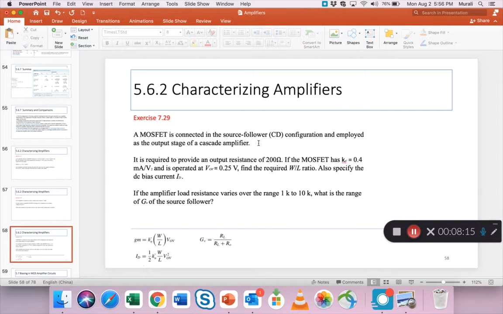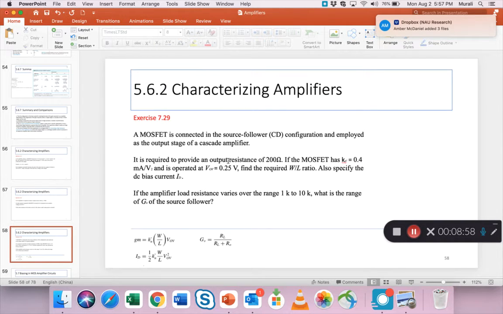where we come up with a CD or source follower, common drain or source follower configuration. Now this is used as the output stage of a cascaded amplifier, right? So we saw the three uses for the three configurations. The CG, common gate, can be the input stage. Then we have maybe a number of common source stages to give us the actual amplification, and the output stage of the amplifier is a CD, common drain or source follower.